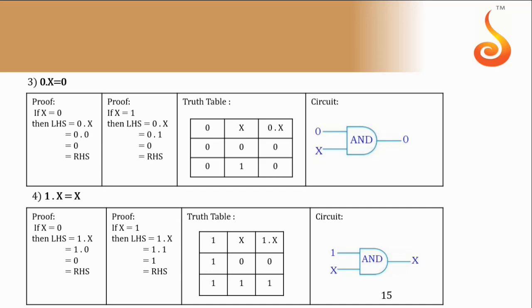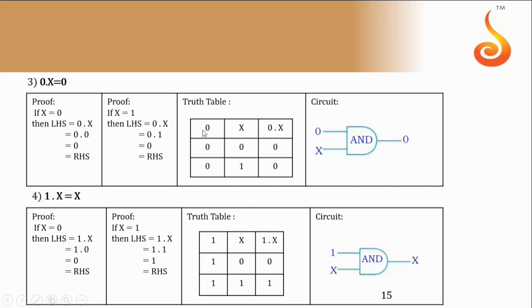So truth table, how many rows? 2 raised to number of variables. How many variables are there? 1, which is X. So 2 raised to 1 is 2. So there are 2 rows over here. One is 0, the other one is X. 0 is 0 only. 0 doesn't take any values. X can take 0 and 1. So 0 dot 0 is again 0. 0 dot 1 is again 0. You can see this is the LHS, this is the RHS, both the columns.